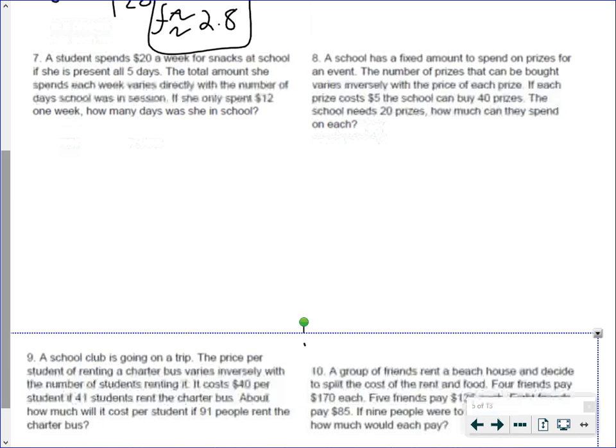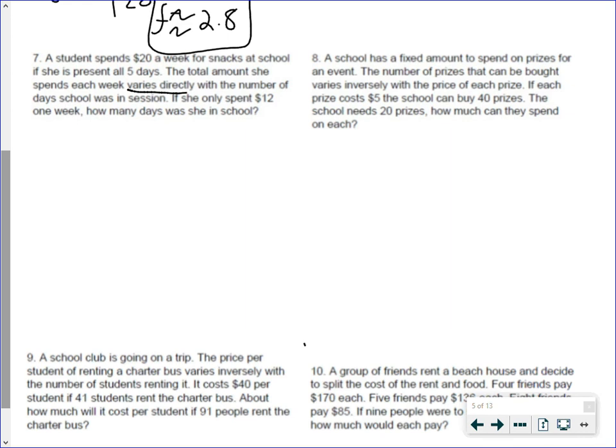So for number 7, we're told the student spends $20 a week for snacks at school if she's present all 5 days. And we're told the total amount that she spends each week varies directly. That word directly is a key word with the number of days school was in session. If she only spent $12 one week, how many days was she in school?